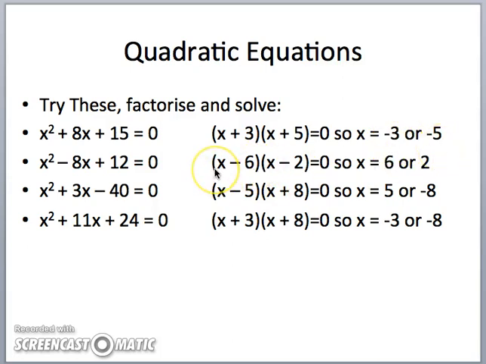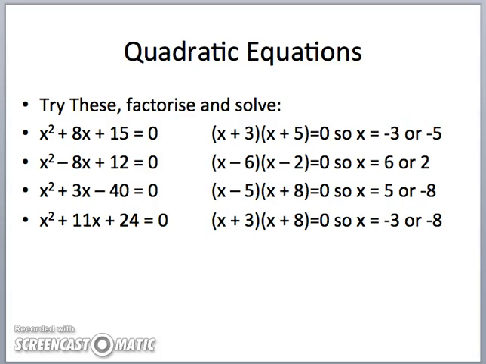In a similar way, for the second one, we factorise this into x minus 6 and x minus 2. So what makes the first bracket 0? Well, when x is 6, that makes it 0, and the second bracket is 0 when x is 2. So our two solutions are x equals 6 or x equals 2. If you put 6 or 2 back into this equation, you will see that it will be 0. Any other numbers don't work. Similarly for the other two solutions.